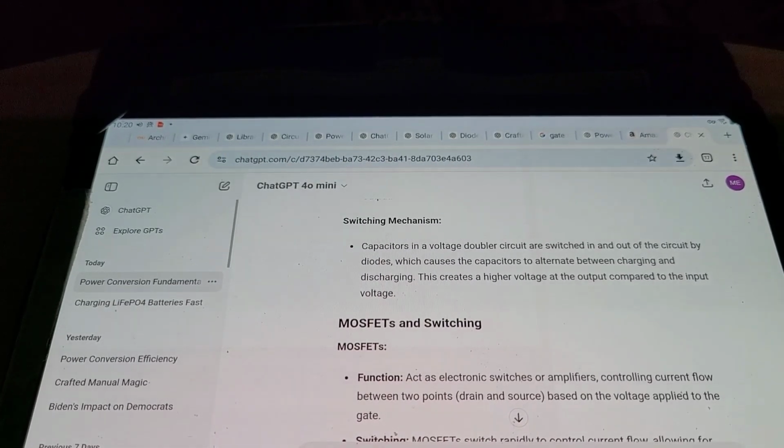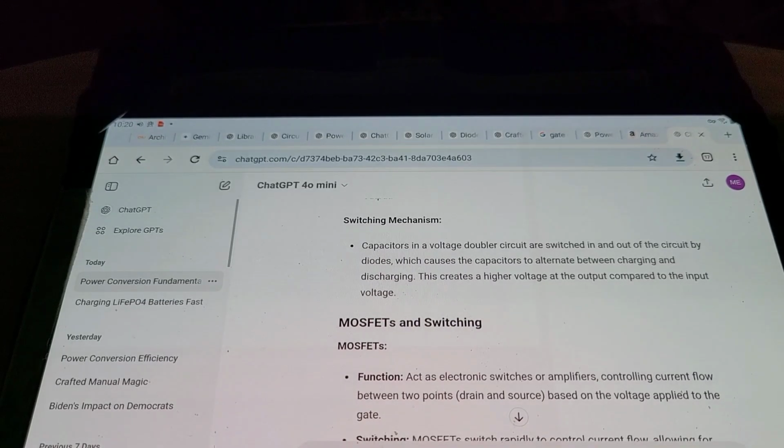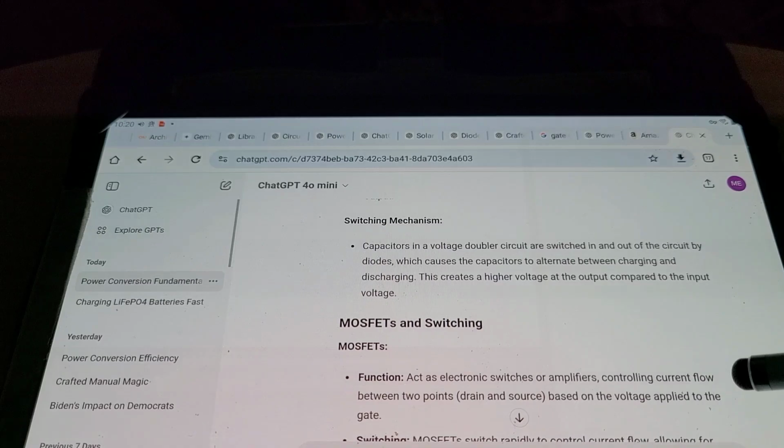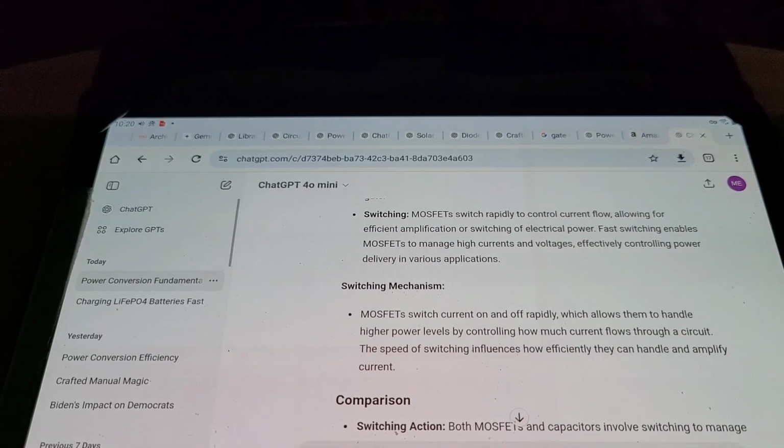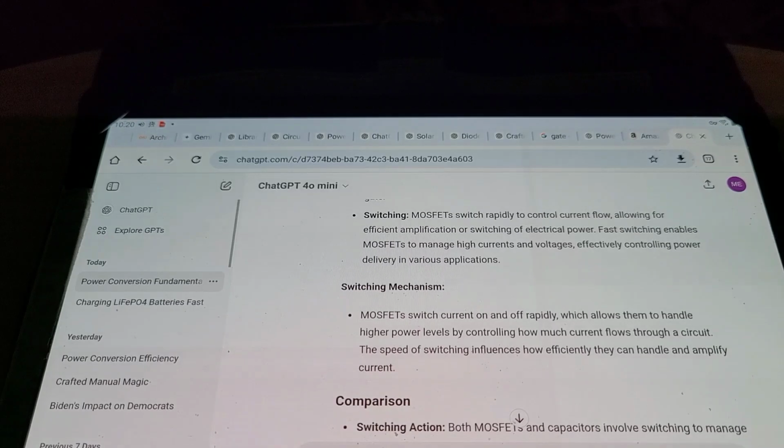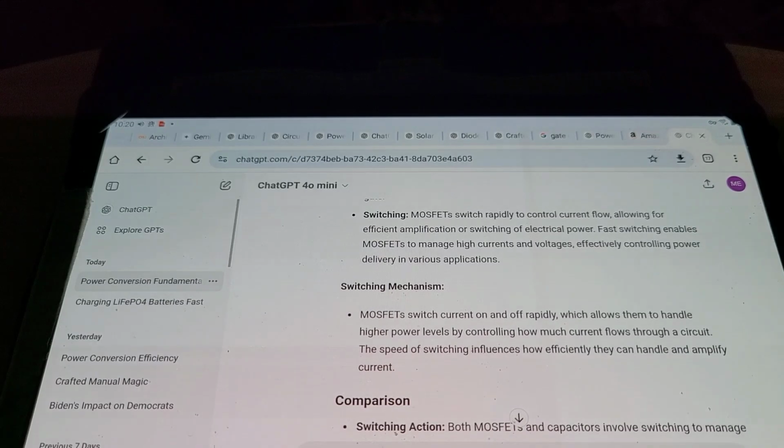MOSFETs function as electronic switches or amplifiers, controlling current flow between two points, drain and source, based on the voltage applied to the gate. Switching. MOSFETs switch rapidly to control current flow, allowing for efficient amplification or switching of electrical power. Fast switching enables MOSFETs to manage high currents and voltages, effectively controlling power delivery in various applications.